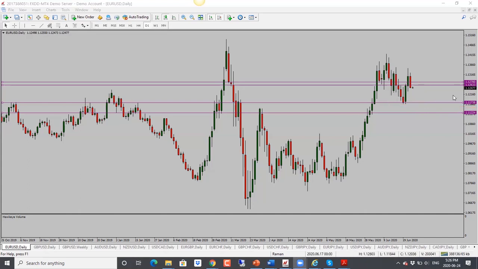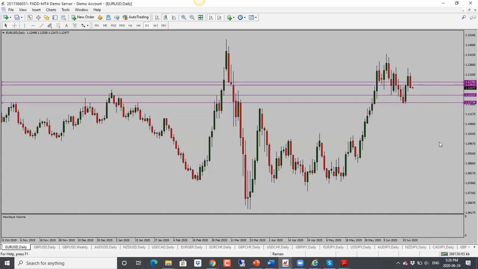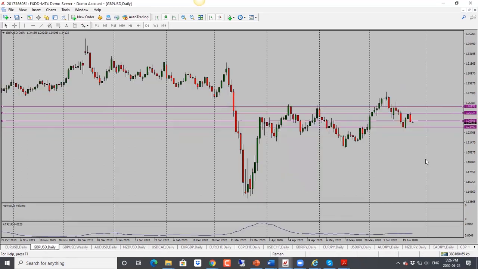In terms of targets here, first target is 1.1200, and then below that we're looking at 1.1165. So bias is bearish here for euro dollar. Pound dollar here, similar situation. We have a bearish engulfing candle close here, so looking for another drop in the market.